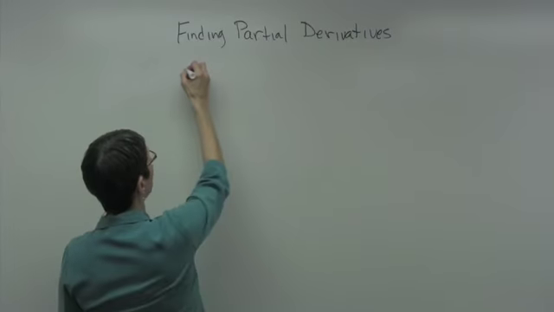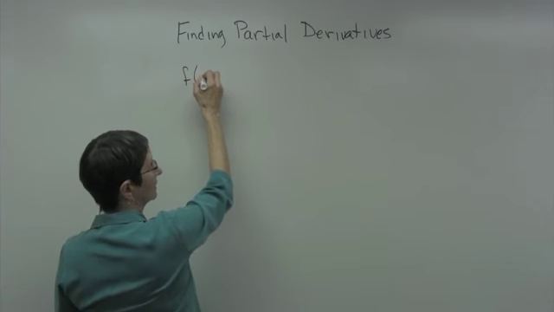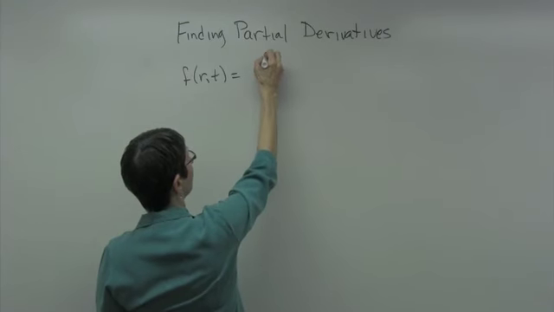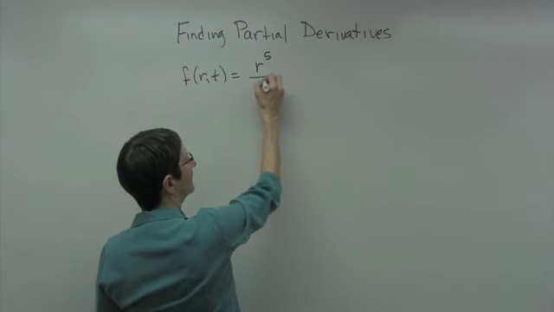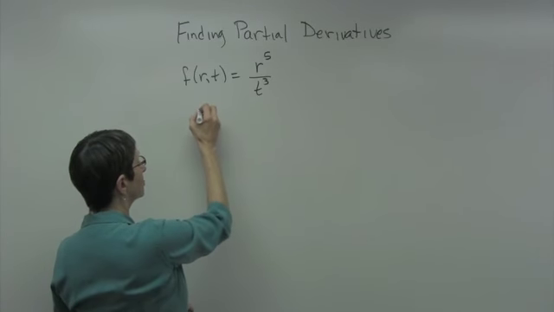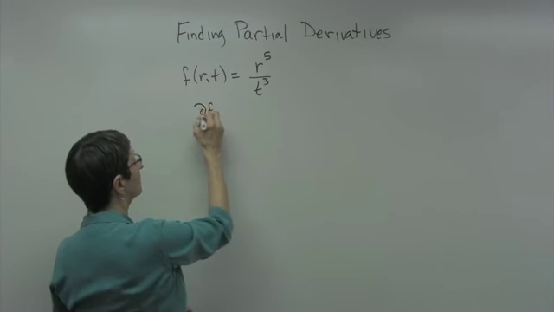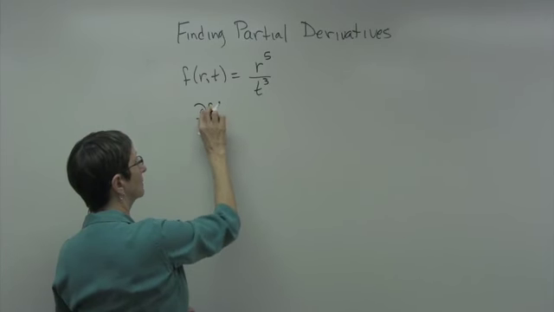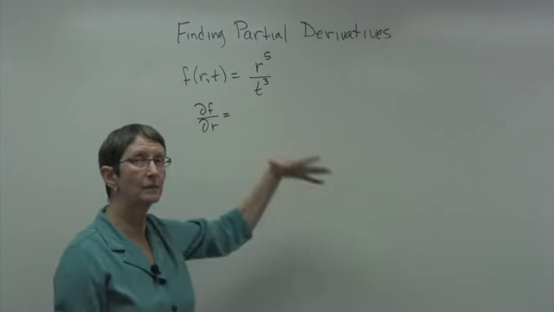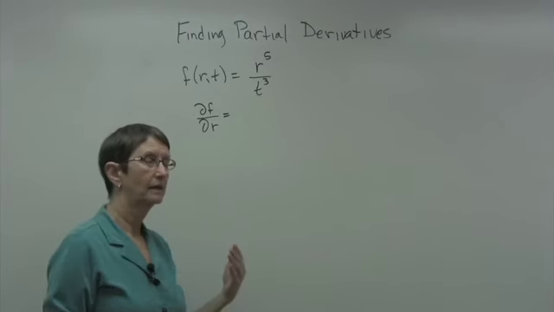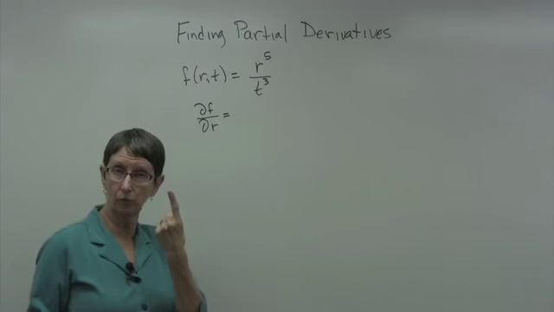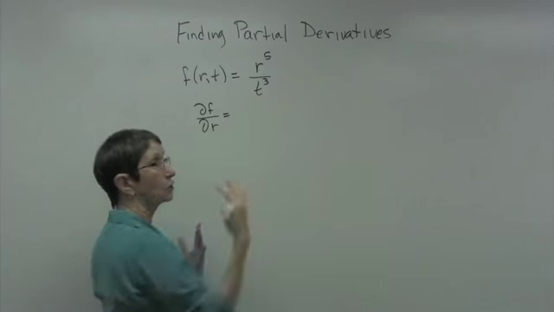So let's look at one a little more complicated. Suppose my function is f of r t equal to r to the 5th divided by t to the 3rd. And I want to start off, let's take the partial of f with respect to r. Okay, if r is the variable, the t to the 3rd in the bottom is a constant. I don't have to do quotient rule because I only have the variable r in one spot. So I keep the t cubed as is.